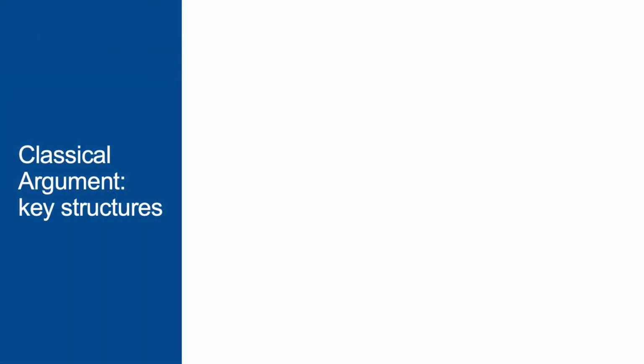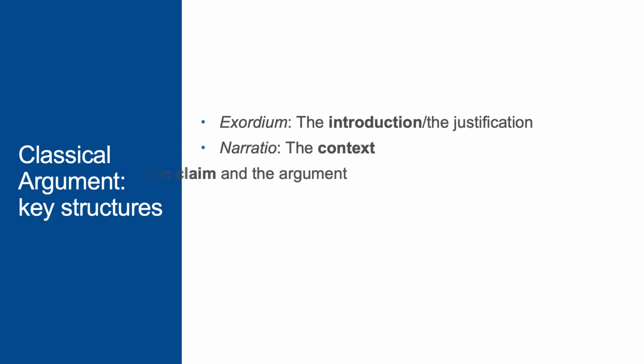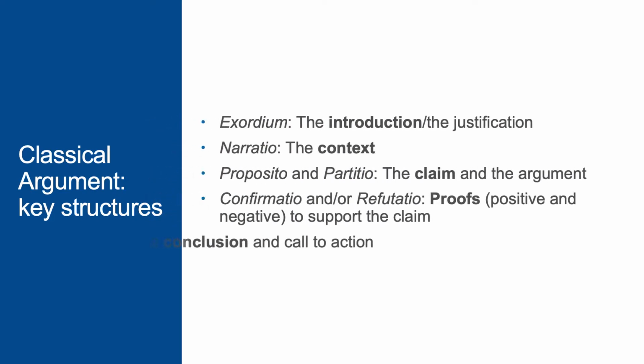We spoke then about the ways in which Aristotle took this further with his key structures, his key building blocks of argumentation. And we spoke about taking readers, or taking listeners, through this introduction, the context, claims, the proofs, both positive and negative, that leads us to a conclusion. This was the classical structure of argumentation.